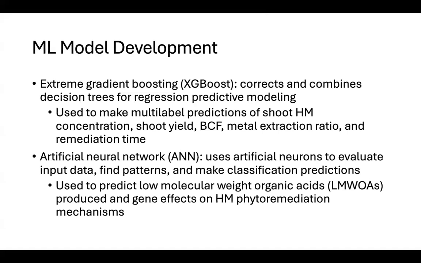remediation time. The second model developed was an artificial neural network, which uses artificial neurons to evaluate input data, find patterns, and make classification predictions. It was used to predict low molecular weight organic acids produced and gene effects on heavy metal phytoremediation mechanisms.